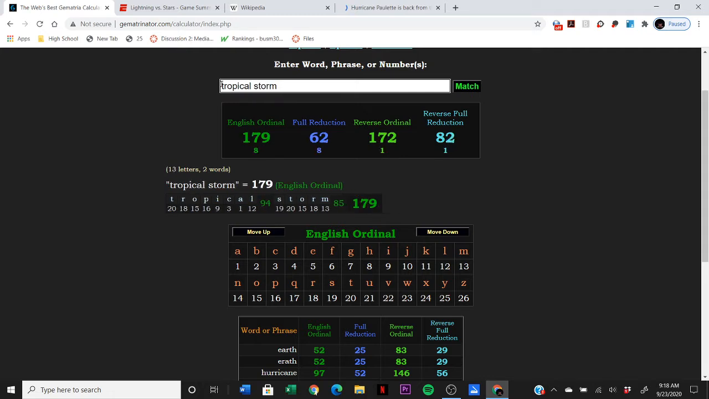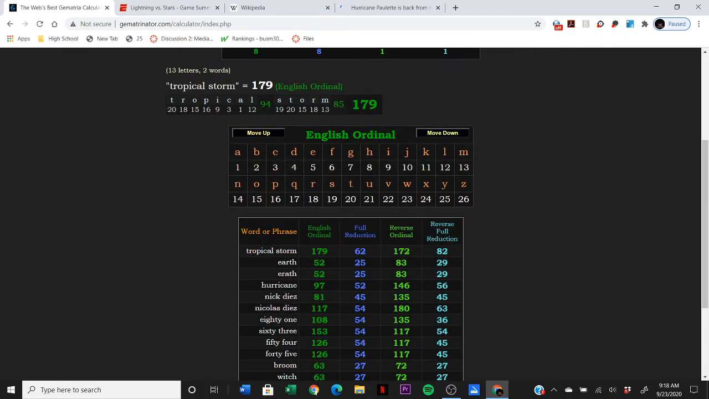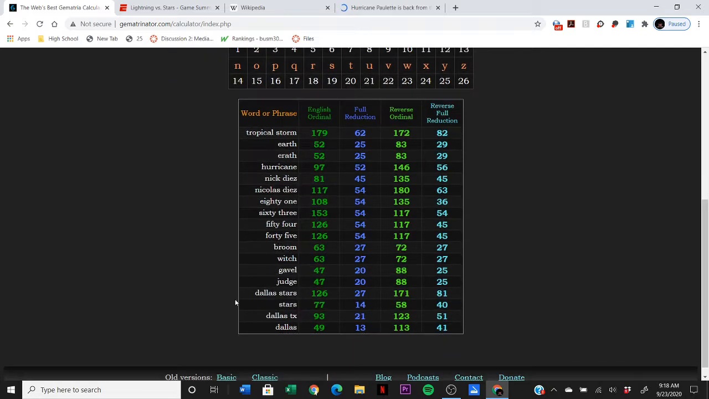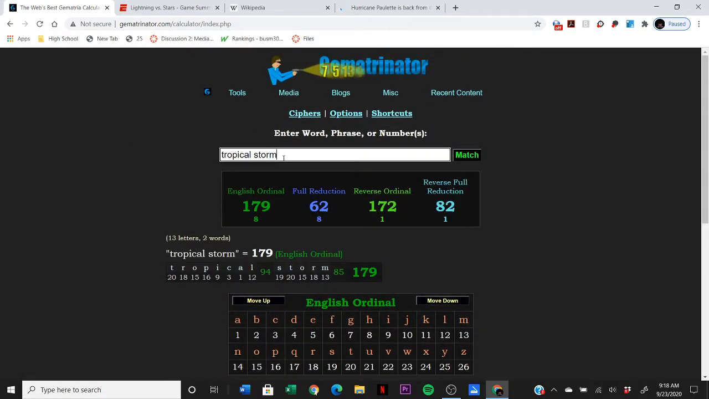Oh, I'll talk about this number too. You see how tropical storm equals 179? We're getting a tropical storm the same day as the Tampa Bay Lightning going into Game 3 of the Stanley Cup Finals against the Dallas Stars. And what happens in storms? Lightning happens in storms. And if you write out Tampa Bay Lightning, it equals 179, like how they advanced to the Stanley Cup Finals on 17/9, like 179.